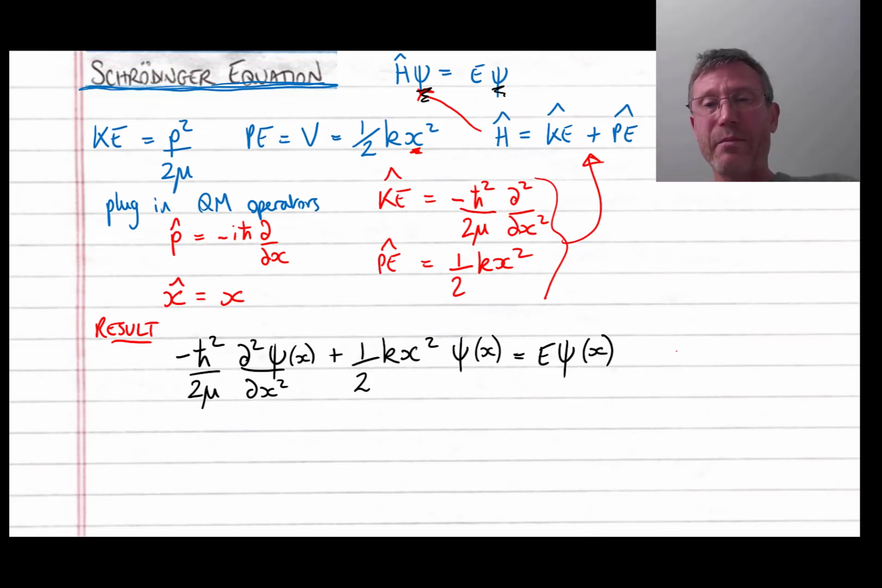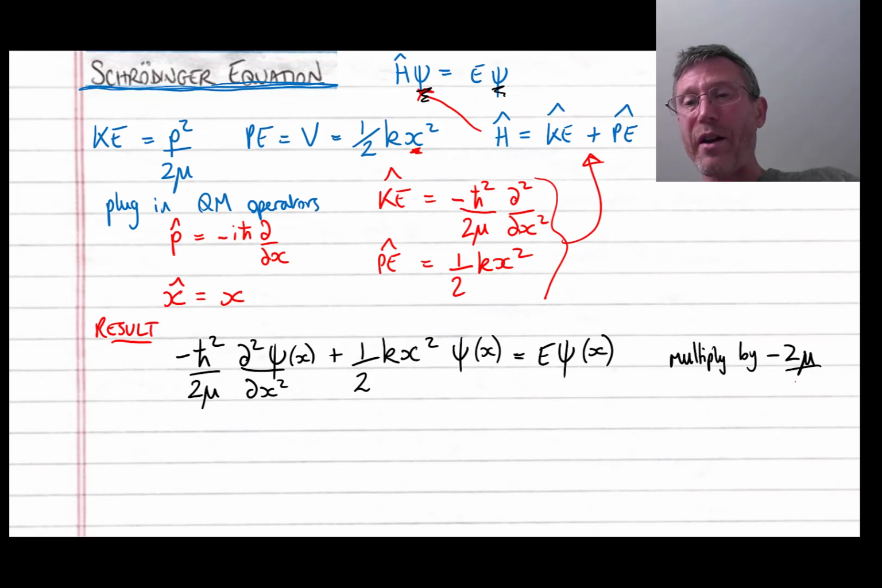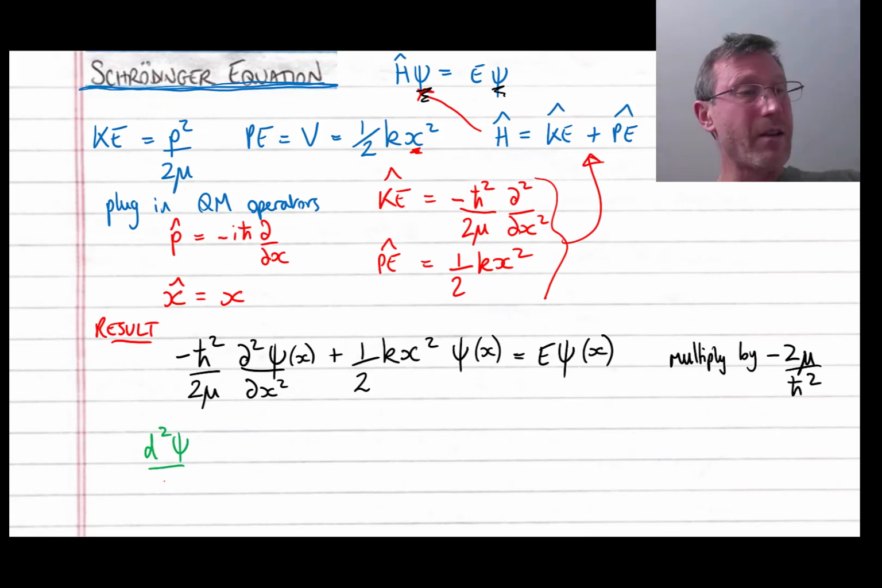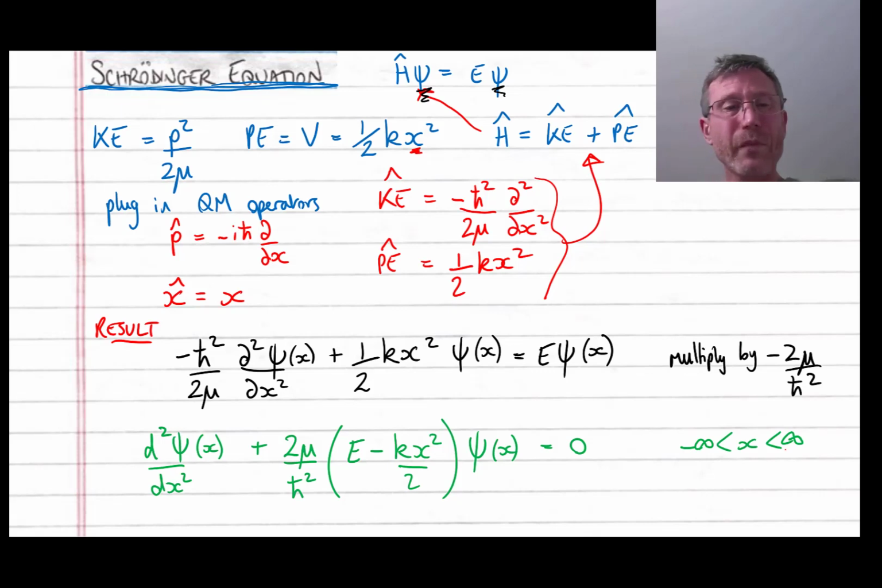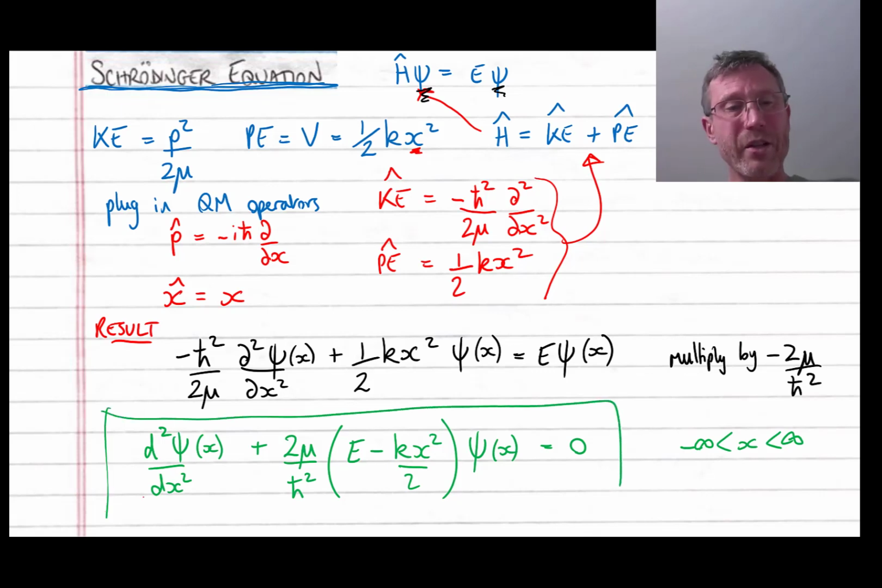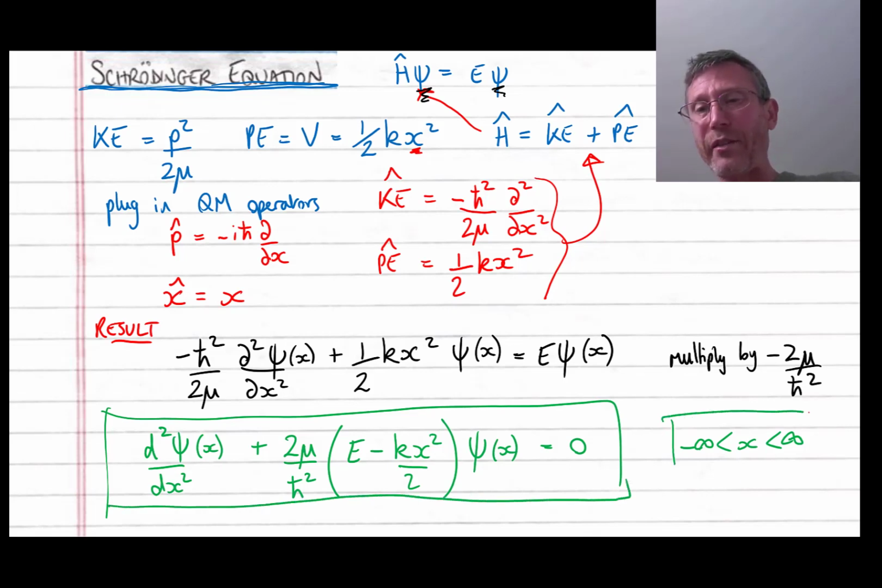What we now do, let's multiply throughout by minus 2 mu over h bar squared. So we multiply the whole equation, and we're going to end up with a new expression down here. Oh, let's try some green, and our final equation is, so here's our final equation. Here's our final Schrodinger equation. Here are the limits.